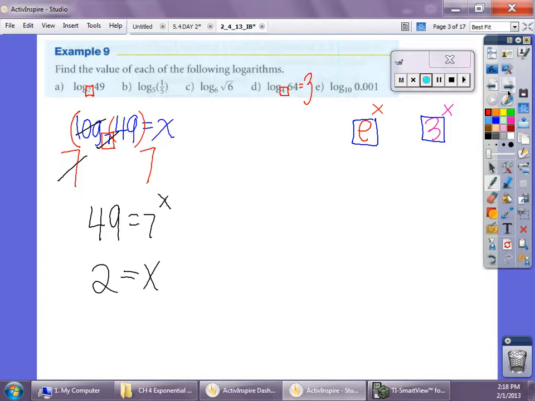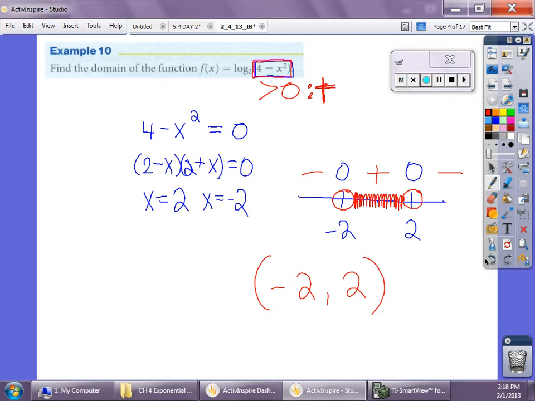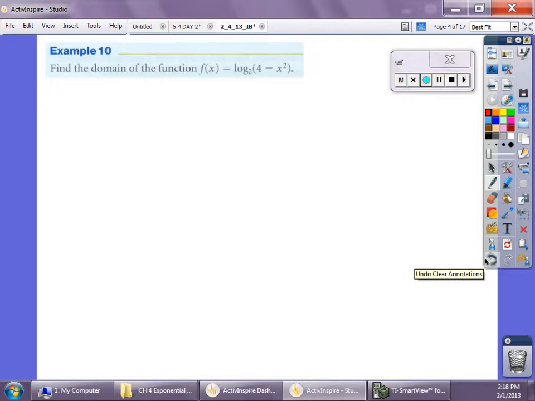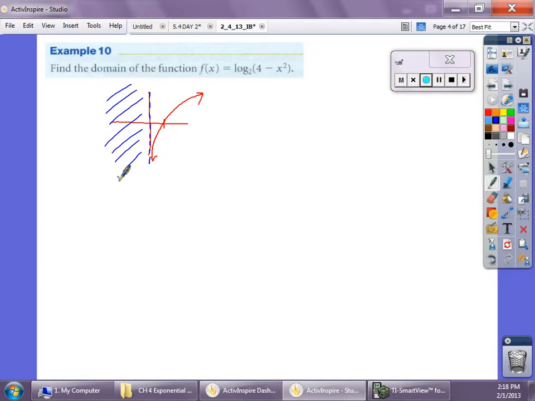Let's see. Moving on. Let's look at log base 2 of 4 minus x squared. So if you want to find the domain, I want you to remember what the log function looks like. The basic log function, the ln function, all of them look like this, meaning they have an asymptote at x equals 0, and this side of the graph doesn't exist.